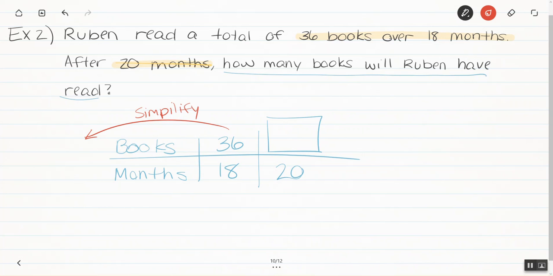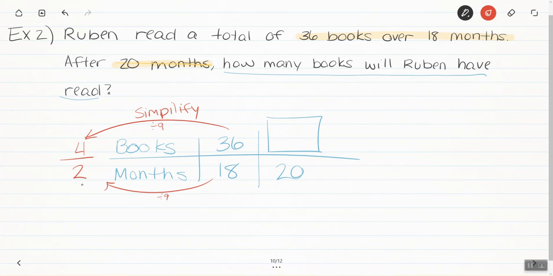So what could I simplify 36 and 18 both by? I can divide 36 by 9 to move backwards. So 36 divided by 9 would give me 4, and 18 divided by 9 would give me 2. So I simplified that ratio.